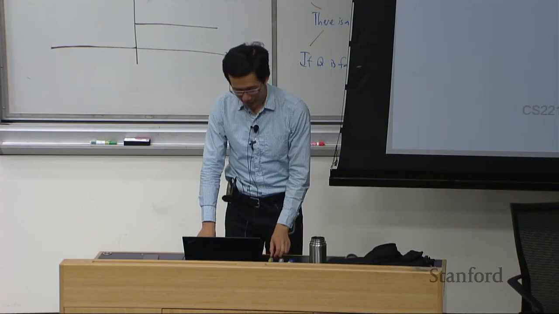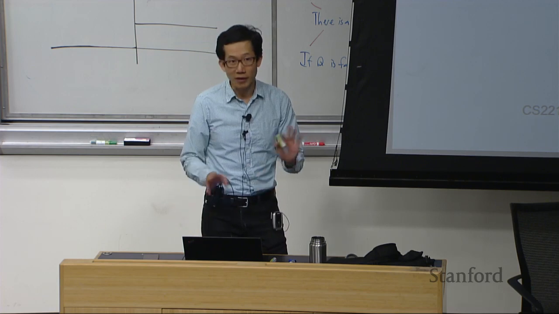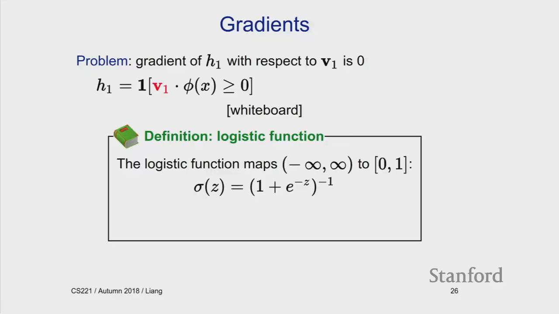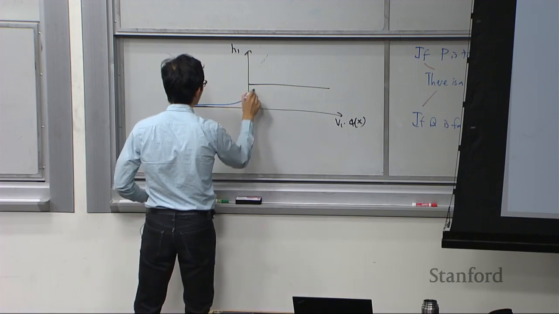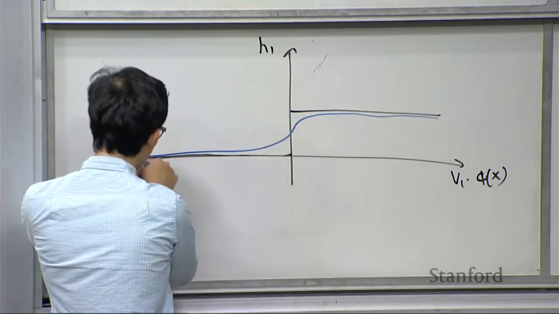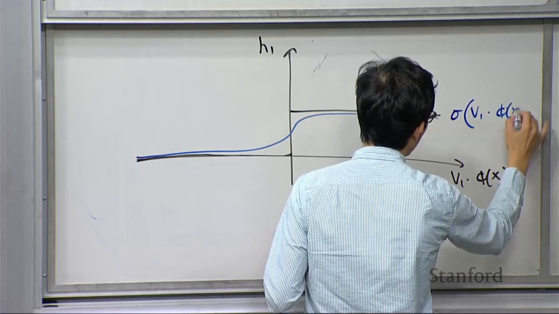Okay, so how do we get around this? One of many solutions is to try to smooth out this function a bit. There's something called the logistic function, which is 1 plus e to the minus z, inverse. Pictorially, the sigmoid function looks like a snaking S, which is a half here, and it goes to 1 and goes to 0, but never reaches 1 or 0. So this is sigma of v1 dot phi of x.